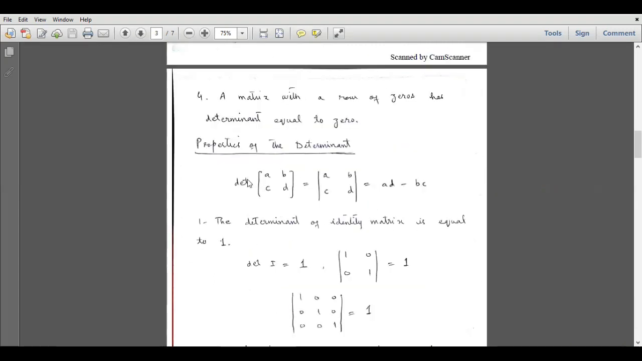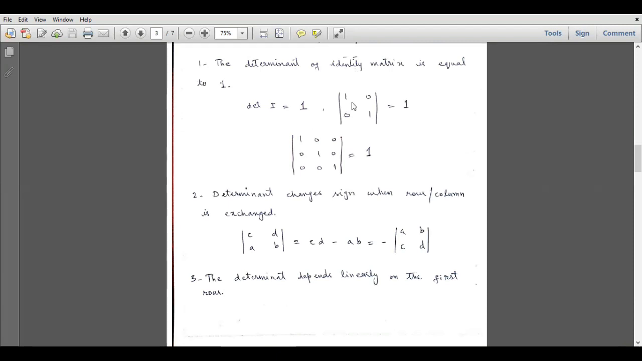be equal to 0. Okay, so the determinant of this 2 by 2 matrix is equal to AD minus BC, and it is represented by these straight vertical bars, and this is equal to AD minus BC. The determinant of identity matrix is always equal to 1. Either it is a 2 by 2 matrix or a 3 by 3 matrix, or in general n by n matrix, the determinant will be equal to unity. Determinant changes sign when row or column is exchanged.